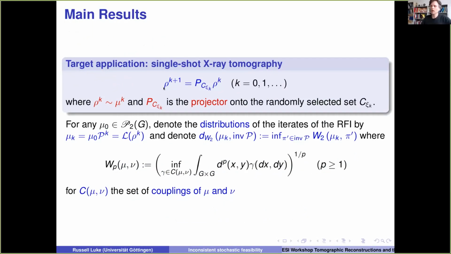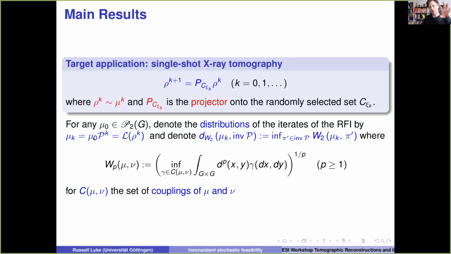Okay, so again, here's our application to single-shot X-ray tomography. My operator T from the previous slides is now just a projection onto those sets, and I'm assuming that I can compute this projection easily, which I can. And so I'm going to start with some initial distribution for my electron density. This is going to come from this script PG. This is the space of probability densities that are finite in the 2-Wasserstein metric on the domain G.